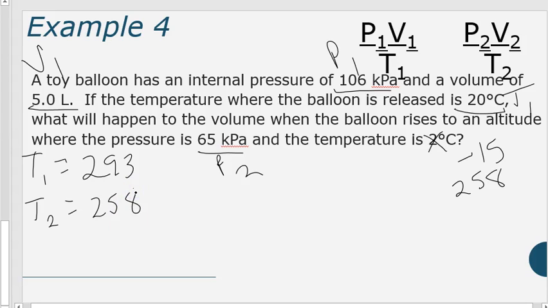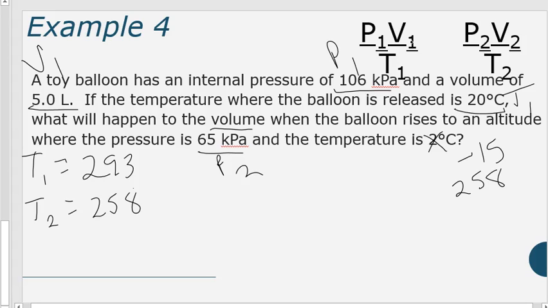Okay, and it looks like we are looking for a volume. They're looking for V2. They give us V1. Okay, so in this case, we're actually going to have to use all of the variables because we have pressure, volume, and we also have temperature. So we're going to use all of our variables here, this entire equation, and we're going to plug our numbers in and solve for volume 2.